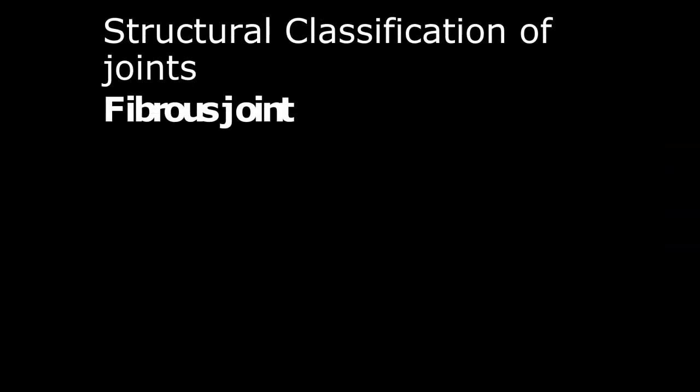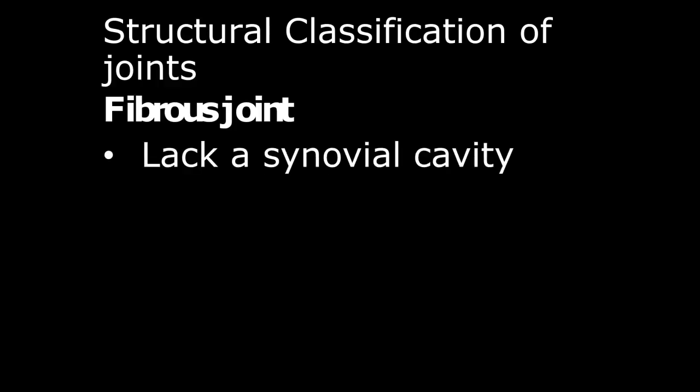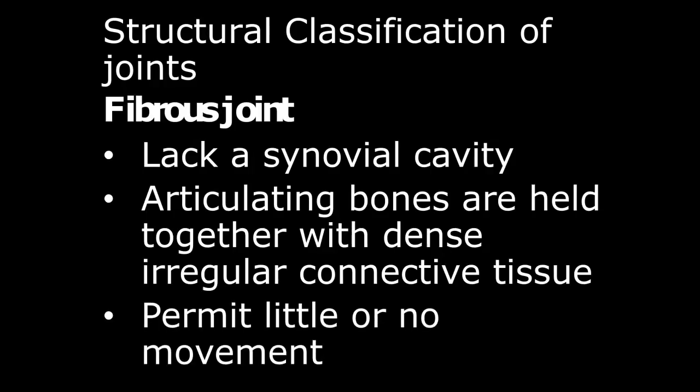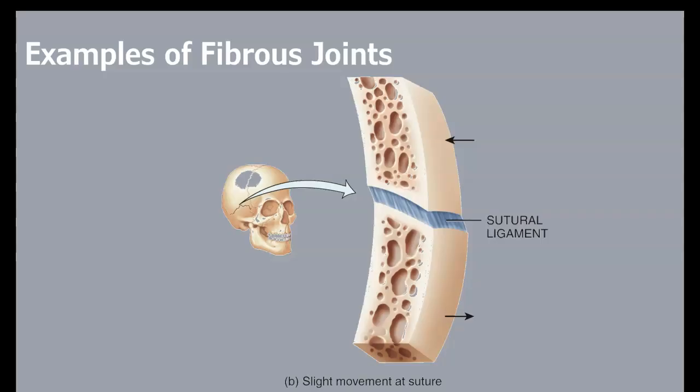So structural classification of joints, we talked about that fibrous joint. That has a lack of a synovial cavity, so it won't have that cavity that's open with that synovial fluid. Articulating bones are going to be held together with a dense, irregular connective tissue. And so with that dense, irregular connective tissue, that means that fibers are not going in the same direction. These fibers will be going in all different directions. And it also will prevent little or no movement. And so again, this would fall under the sutures or your immovable joints.